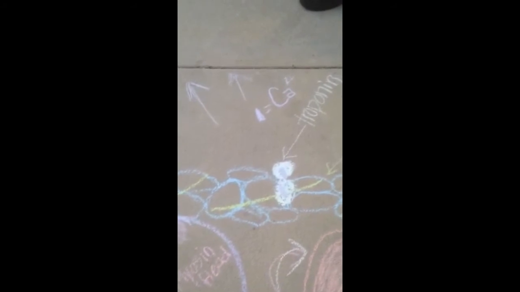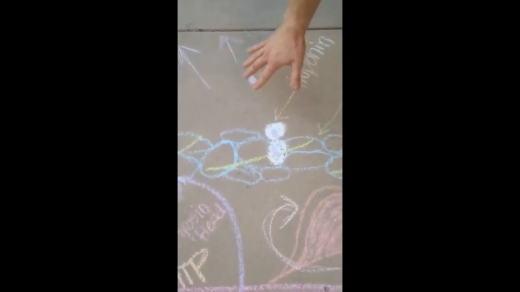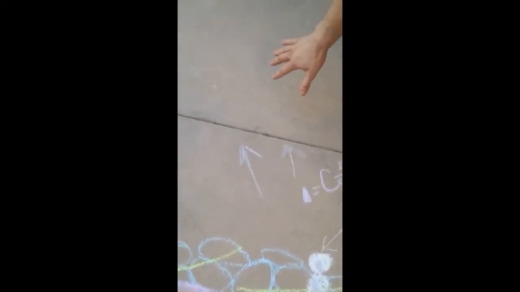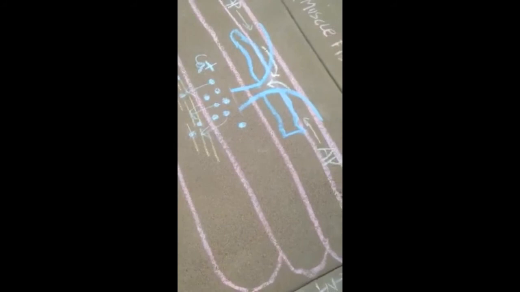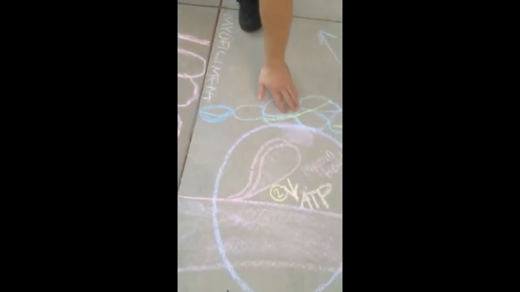As the muscle begins to relax, calcium is pumped back into the sarcoplasmic reticulum and is attached to calsequestrin, allowing the tropomyosin to once again cover the active sites on the actin, resulting in the relaxation of the muscle.